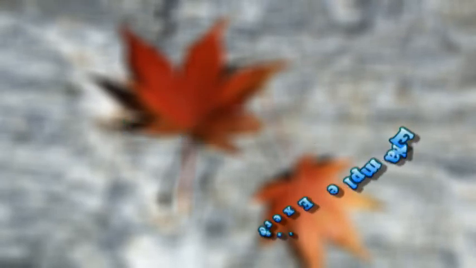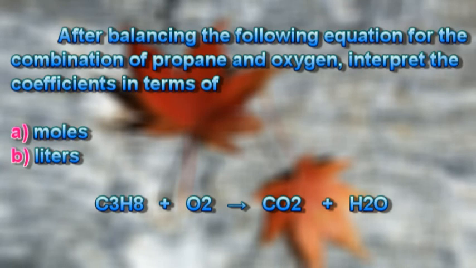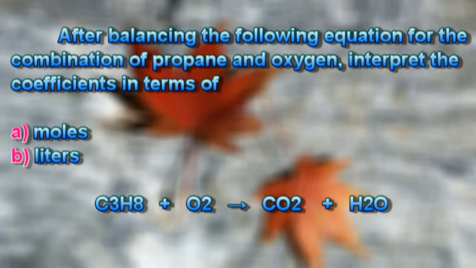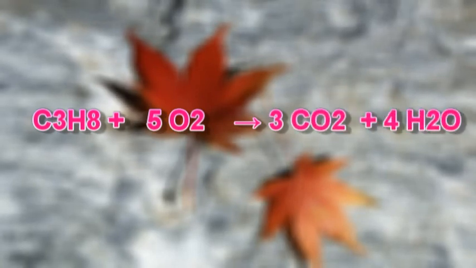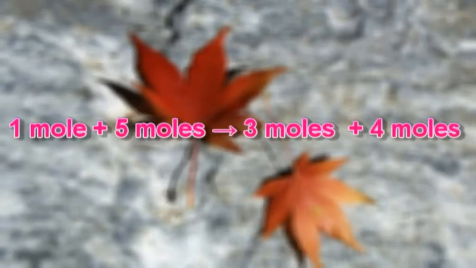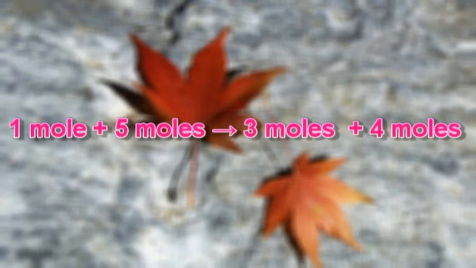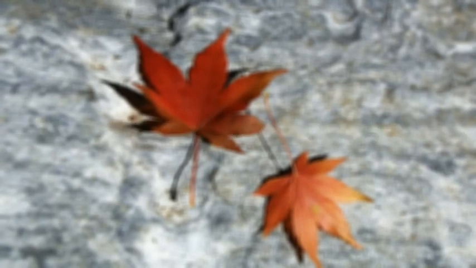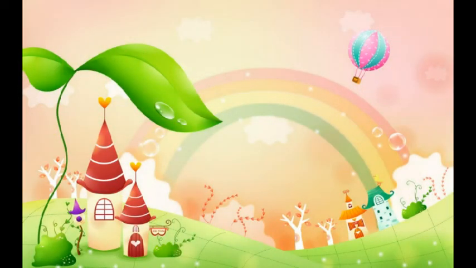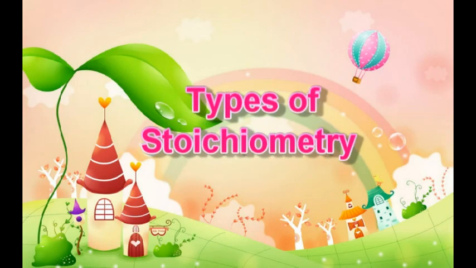Example exercises. After balancing the following equation for the combination of propane and oxygen, interpret the coefficients in terms of moles and liters. We can supply the following coefficients to obtain a balanced chemical equation. The coefficients in the equation, 1:5:3:4, indicate the ratio of moles as well as the molecules. And now, let's move on to the types of stoichiometry.